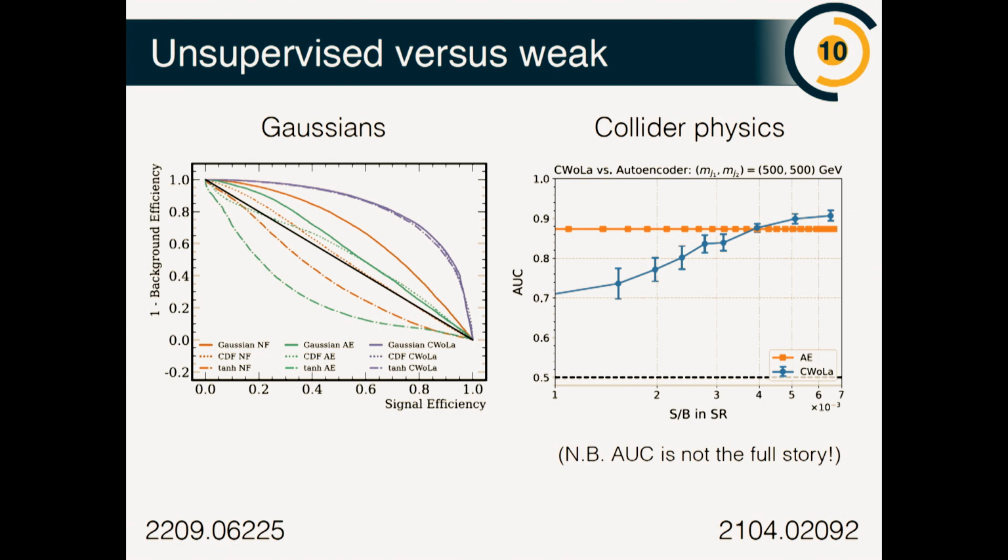Whereas some of these other methods that use the presence of the signal to find the signal do very badly when there isn't much signal, and very well when there's a lot of signal. And so that's why you see this kind of crossover point between unsupervised and weakly supervised. Okay, and this is AUC, and it's not the full story. You could ask the question, does that orange value, the asymptote of the orange value, represent a useful amount of power or not? And it depends on the context. Okay.